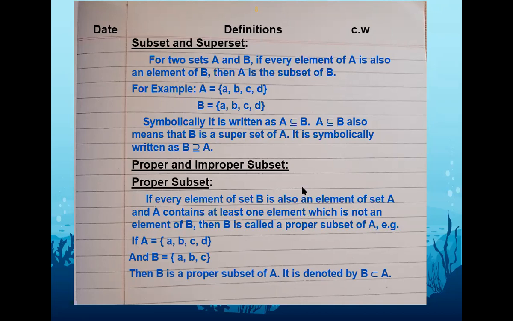Now copy it down. I'm waiting for your reply. If A is equal to {A, B, C, D} and B is equal to {A, B, C}, then B is a proper subset of A. It is denoted by B is a proper subset of A.